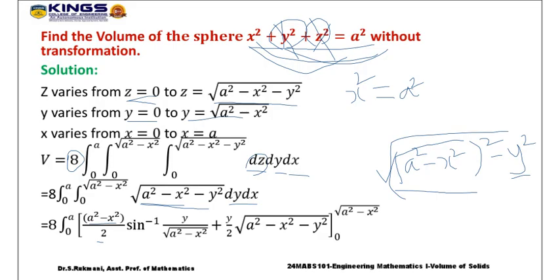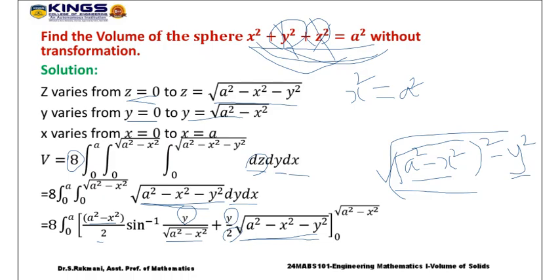Sine inverse of x by a, instead of x here y. What is a? a is root of a square minus x square. Okay, next, x by 2, that means y by 2. Okay, root of a square minus x square, so the whole square, the root becomes cancelled. So the terms are again repeated here. That is root of a square minus x square minus y square. The limit is 0 to root of a square minus x square. So substitute the limit everywhere.